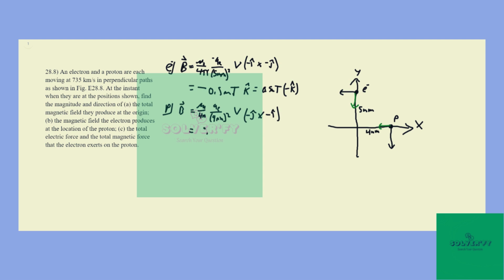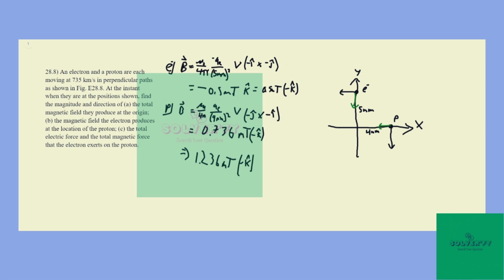So that's going to be 0.7436 millitesla in the negative k hat direction. Okay, and then we can add these together. So then in all, this would be 1.236 millitesla in the negative k hat direction.